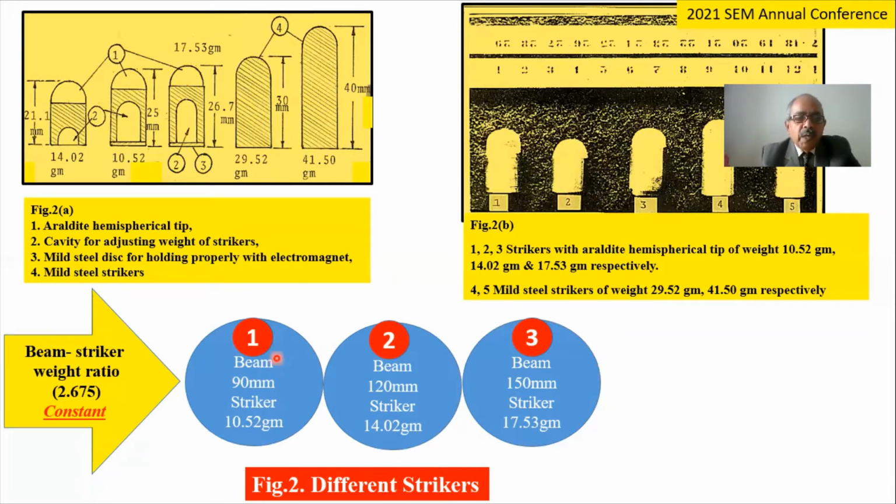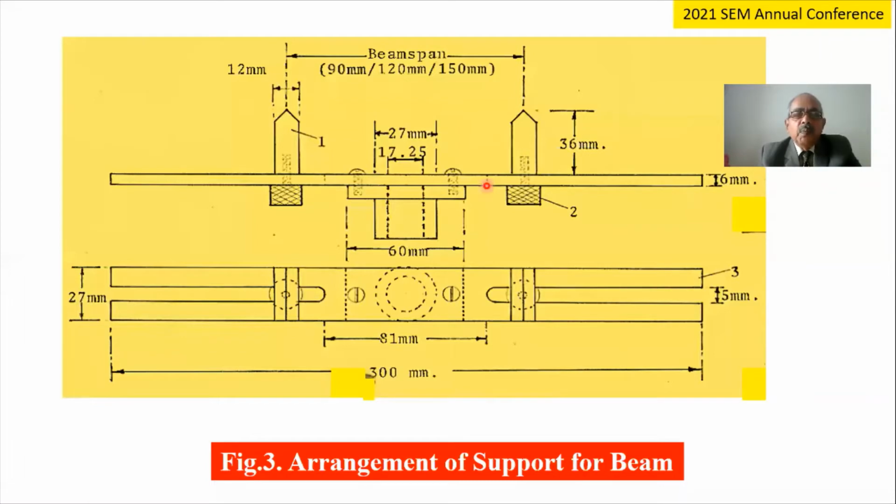The three different strikers for dynamic photoelasticity are: for the 90 millimeter beam, 10.52 gram; for the 120 millimeter beam, the striker is 14.02; and for the 150 millimeter beam, the striker was 17.53. The arrangement for support of the beam is variable, with two screws provided on the wedge-shaped supports 1 and 2. It may be 90, 120, and 150 millimeter.